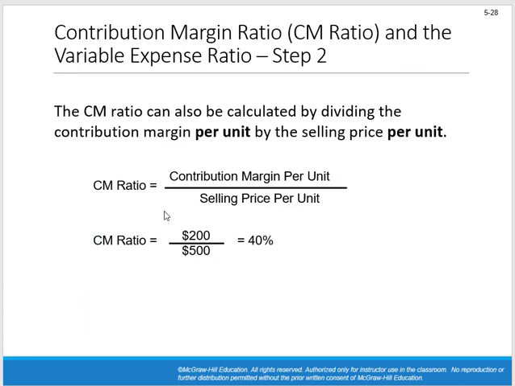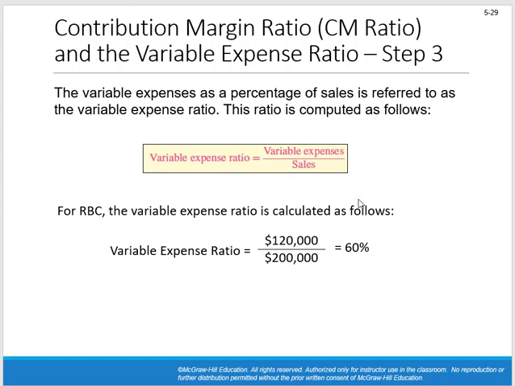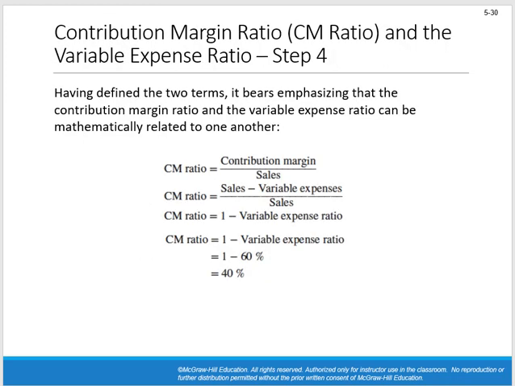So then we can use this. They're now showing the same math using the per unit numbers. $200 per unit divided by $500 per unit, we get 40%. We already knew that, just another way of computing the exact same thing. And here they're showing the variable expense ratio, basing this on, I think, 400 units of sales. They've got $120,000 in variable expenses divided by $200,000 of sales equals 60%. And again, we could have taken $300 of variable expenses per unit divided by $500 of sales per unit and come up with 60% just the same.